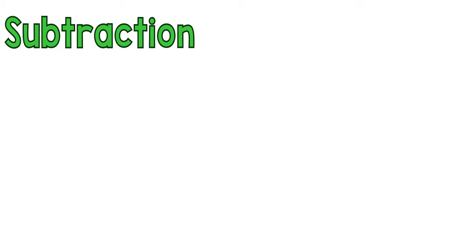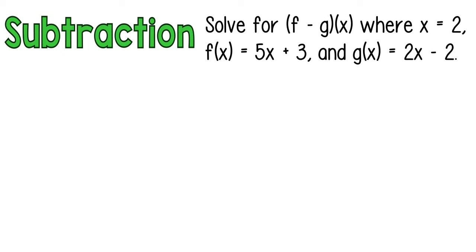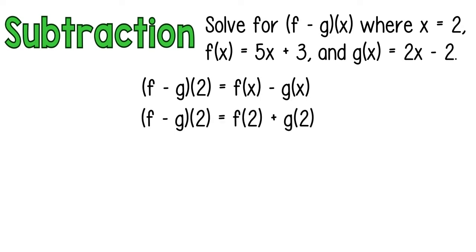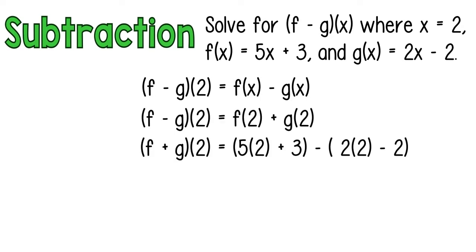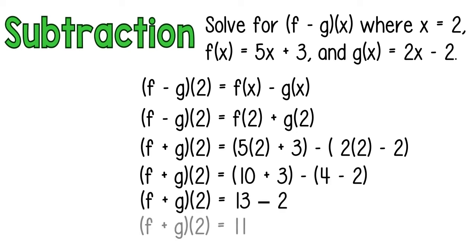g of x. For example, we are given f of x is equal to 5x plus 3 and g of x is equal to 2x minus 2. Let us solve for the function of f minus g of x if x is equal to 2. Let us substitute 5x plus 3 to the function of f and 2x minus 2 to the function of g. After substitution, let us now solve. The function of f minus g when x is equal to 2 is equal to 11.